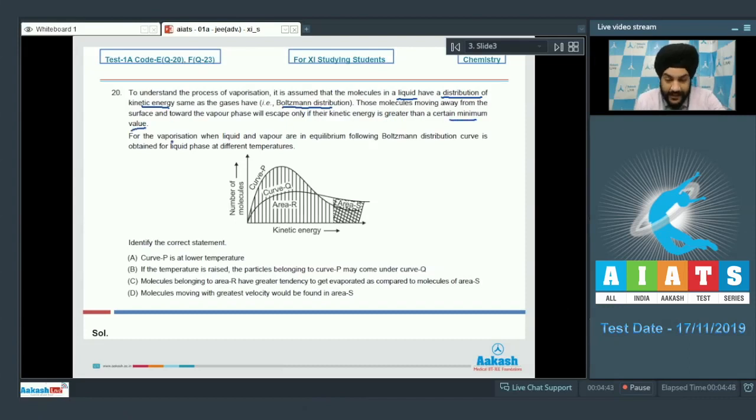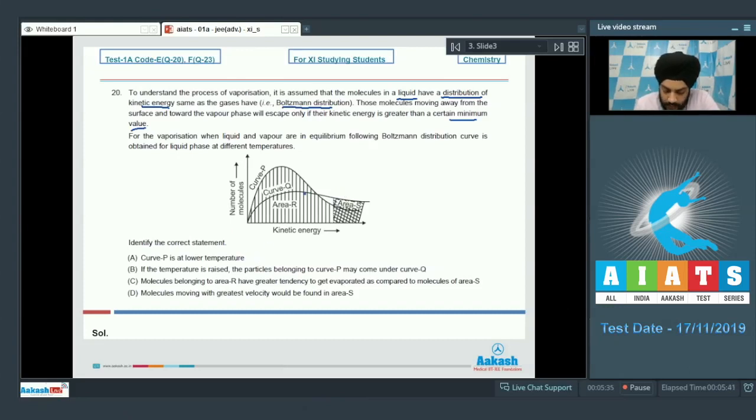Okay, for the vaporization, when liquid and vapor are in equilibrium, the following Boltzmann distribution curve is obtained for liquid phase at different temperatures. So let us start with the options given to us, students. Option A says curve P is at a lower temperature.